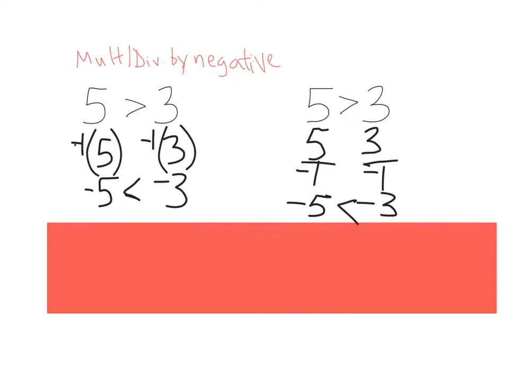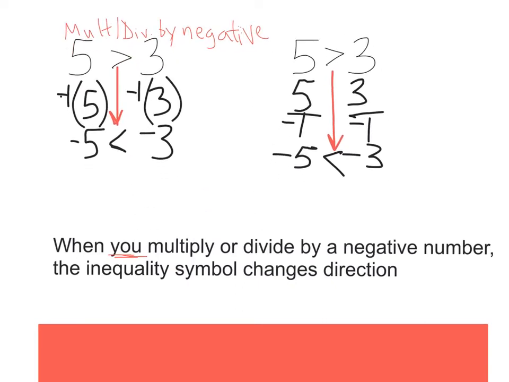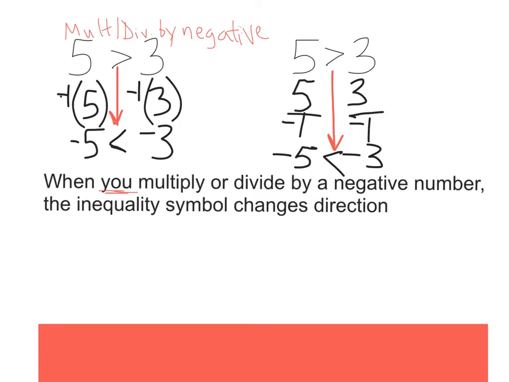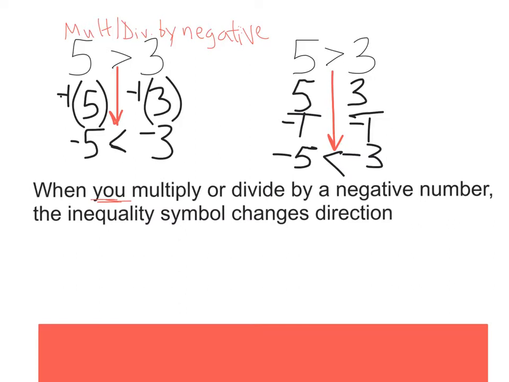So what happened on both of these problems: we multiplied both sides by a negative number, or we divided both sides by a negative number, and our inequality symbol changed directions. This is going to be the difference between what we did with equations and what we're doing with inequalities. When you multiply or divide by a negative number, the inequality symbol changes direction. If it was greater than, it's going to be less than. If it was less than, it's going to be greater than.